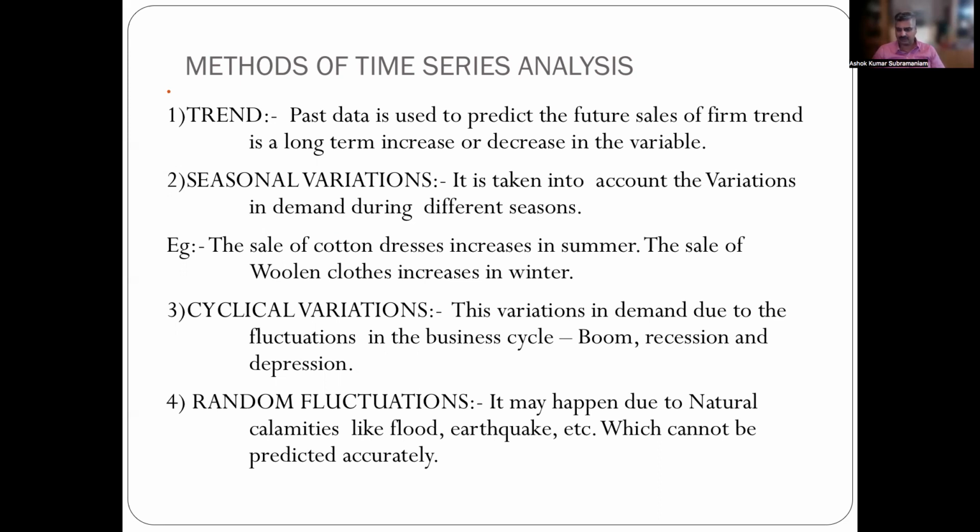You cannot exactly tell. You may have a good product, you may be in good condition, but unfortunately the business environment, the political environment will not be suitable to sell your product. So those are all called cyclical variation. And last one is random fluctuations. It happens purely because of natural calamities.